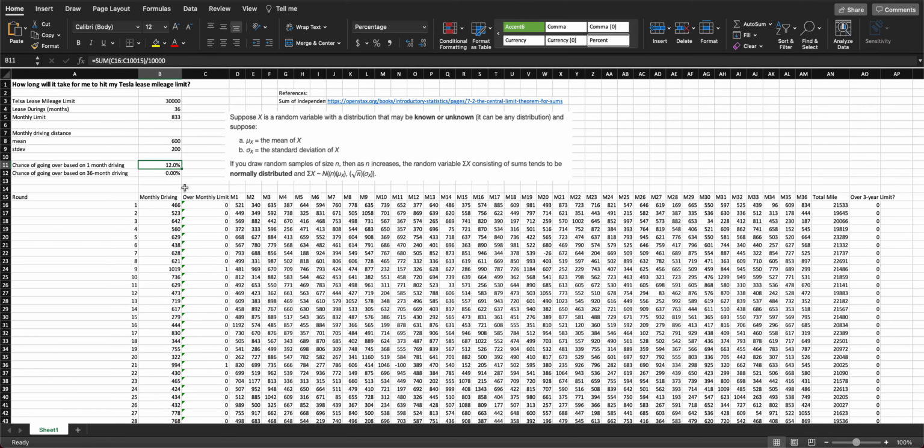But again, I want to caution you that there's a strong assumption. For example, you need to estimate the mean and the standard deviation, and the monthly data must be independent.